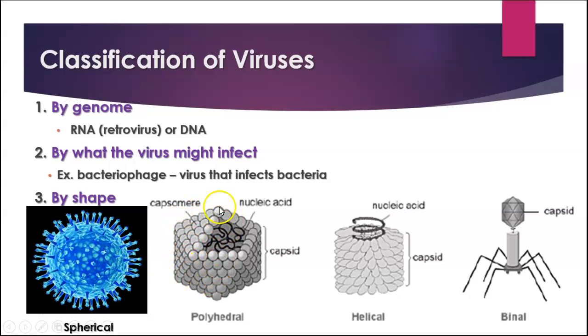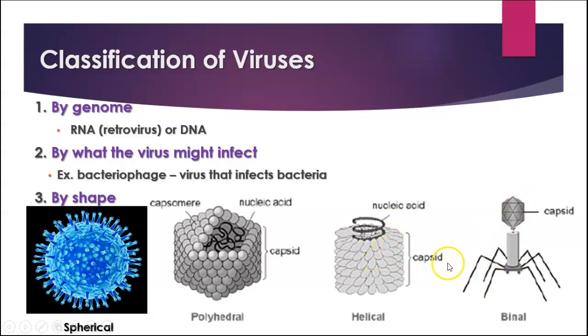Polyhedral means that they should have a regular geometric shape. Helical means that you've got capsid proteins that are basically attached to the helical nucleic acid. It looks kind of like a flower when you look at it. If you look at it in one dimension, it looks kind of like a rod-shaped structure, and other times it looks like a flower.